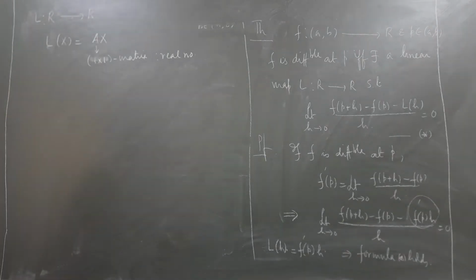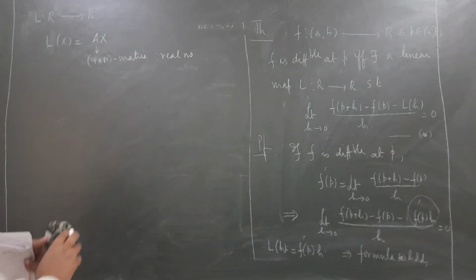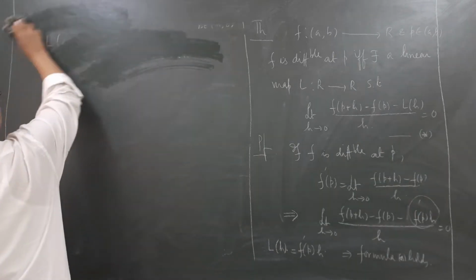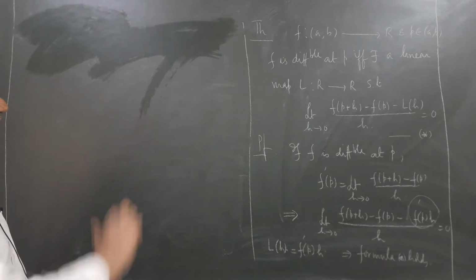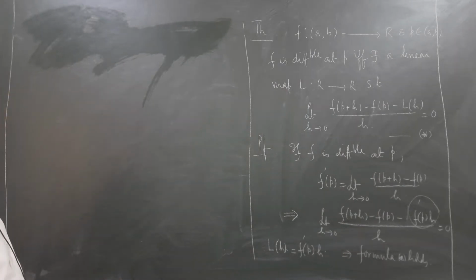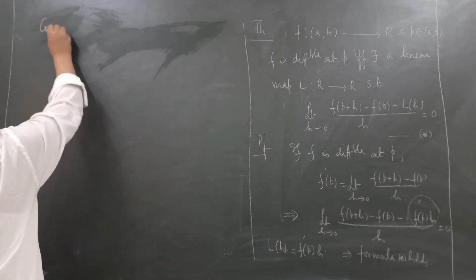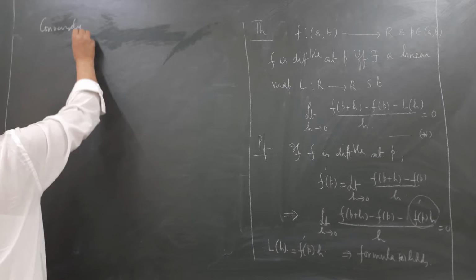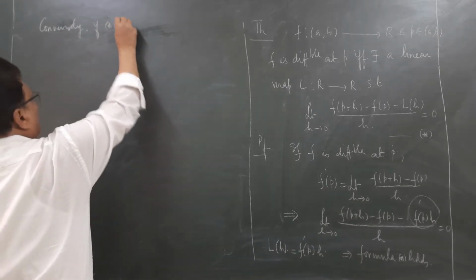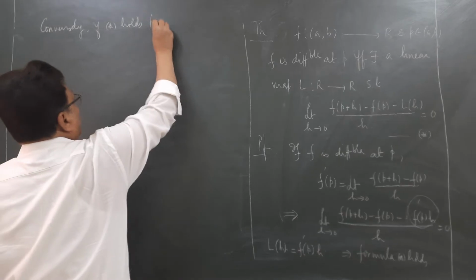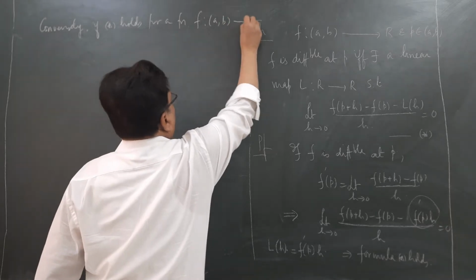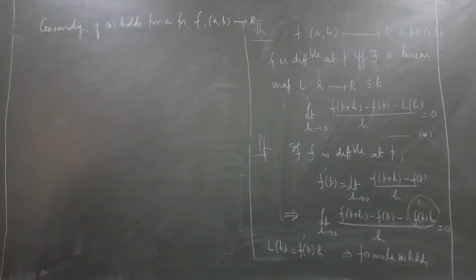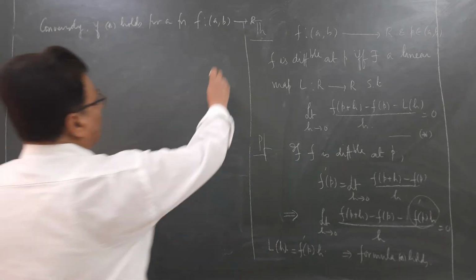So, if f is a differentiable function, formula star holds. Similarly, you can prove the converse part. For the converse part, I will assume that this formula holds for a function f. So, conversely, if star holds for a function f on an interval (a, b) to R, then I will prove that this function is in fact differentiable at some point p.